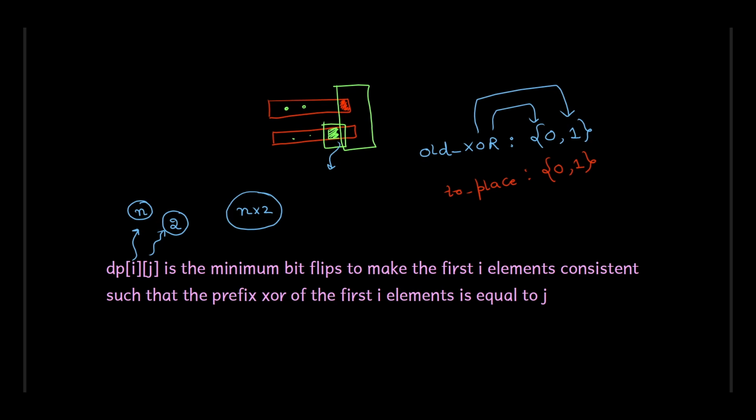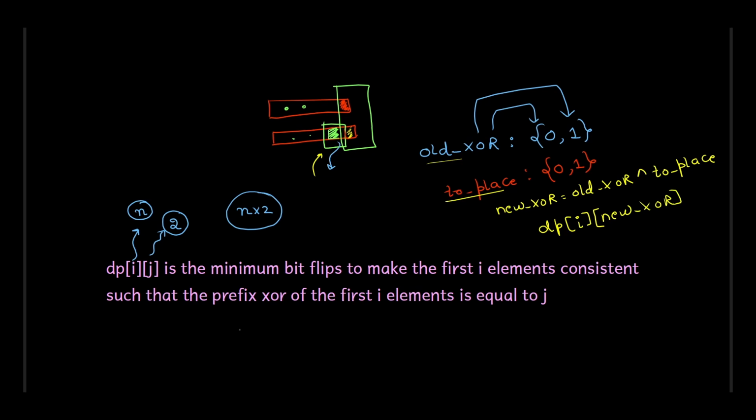But the lower part will be predetermined. Once you have fixed this old XOR and you have placed something over there, this part will be predetermined. So then this new XOR would become nothing but this old XOR that you have computed, XORed with this element that you just placed. So this means that if you add this after this, you will create a DP state that has i elements and ends with this new XOR. So this way you can get the transition.